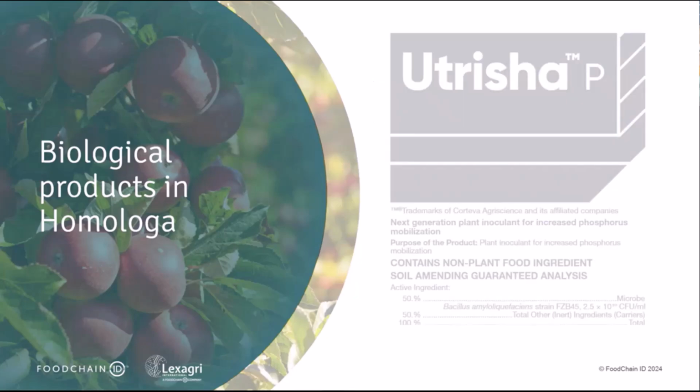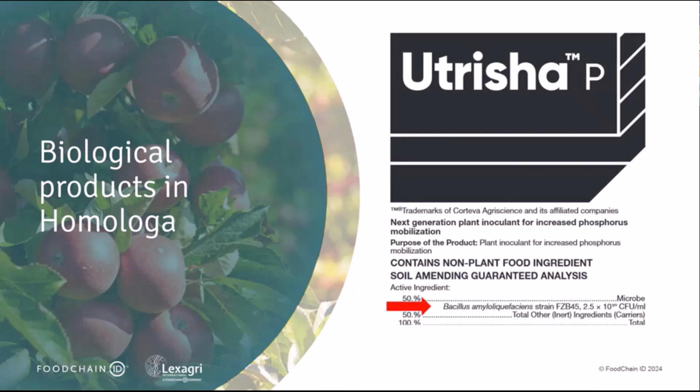This next example is a label from the US, it is featuring, again, a fungicide, but it is defined just as a plain fungicide, but it contains bacillus as an active ingredient. In this case, this product will be treated as biological because of the active ingredients. These are the two approaches that we use in Homologa when it comes to including products as biological.